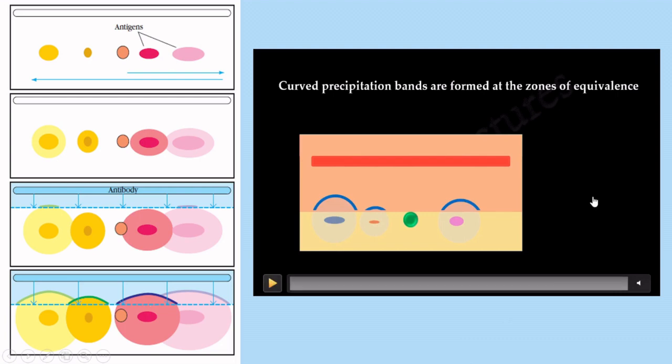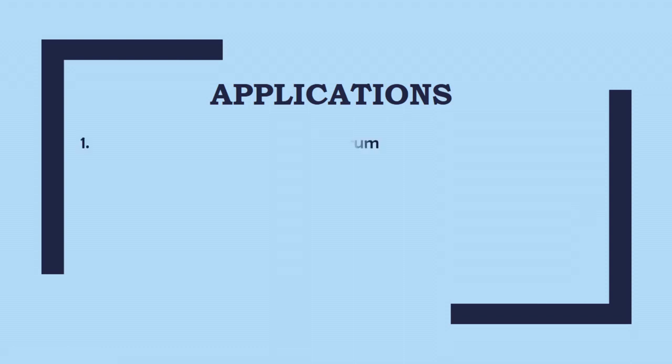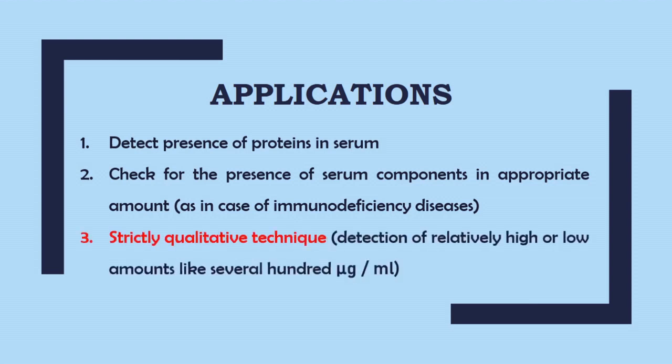At the max, you can talk about the relative concentration of the components. For example, let me explain with the help of an example. You can detect the presence of proteins in the serum, or you can check whether the components of the serum are in appropriate amount. Now you'll ask me, you just said that it's not quantitative, then how can we check whether their amount is appropriate or not? That's a good question. We are actually carrying out qualitative estimation only, but based on the arc formation, we can compare and talk about whether the relative concentration is high or low.